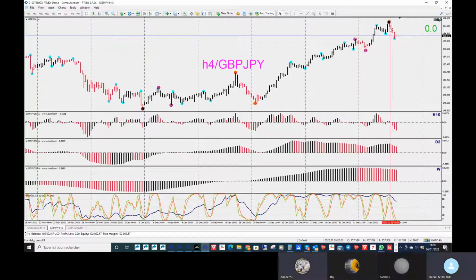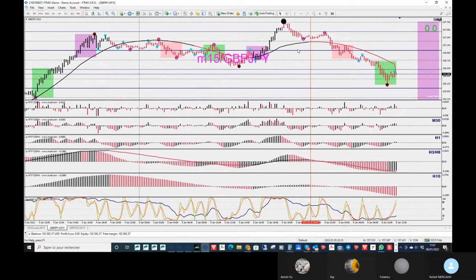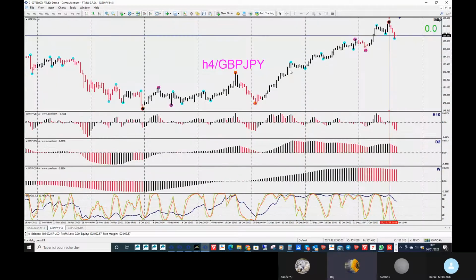Absolutely, Fatu, look. This is the 4 hour pound yen yesterday. So everything was lining up to go short, so I dropped it to the 15 minute. That was yesterday. But what he's asking is today. Ah, okay. So today it was in the middle of a retrace, two ball retrace, right, where the 4 hour line was.